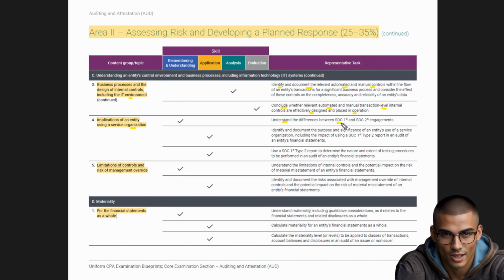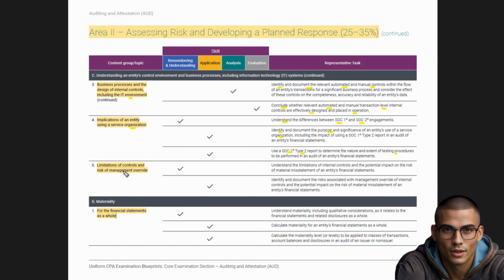Moving on, we have implications of an entity using a service organization, where you'll need to understand the difference between a SOC 1 and a SOC 2 engagement. You'll need to be able to identify and document the purpose and significance of an entity's use of service organizations. You'll need to be able to use a SOC 1 Type 2 report to determine the nature and the extent of testing procedures to be performed.